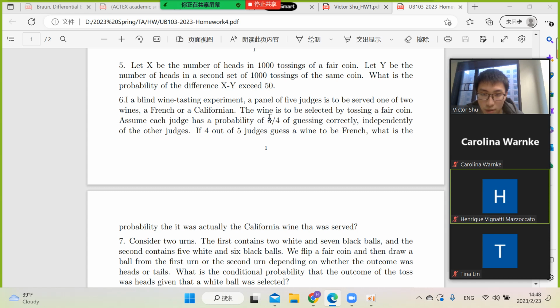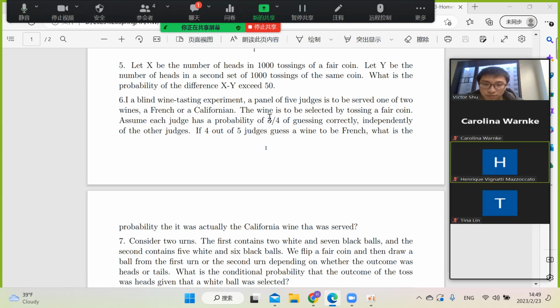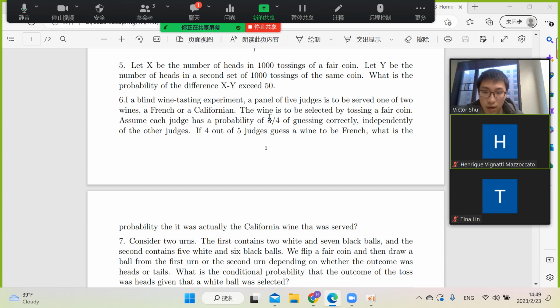Yeah, I think so. Because the probability of A given B, right? Remember that B is known, and you want to find the probability of A given something known. Here there's a fact that 4 out of 5 judges guess this wine to be French. That's something given. That's a fact. So basically, I'm calculating the probability that this wine is California given 4 out of 5 judges guess it's French.